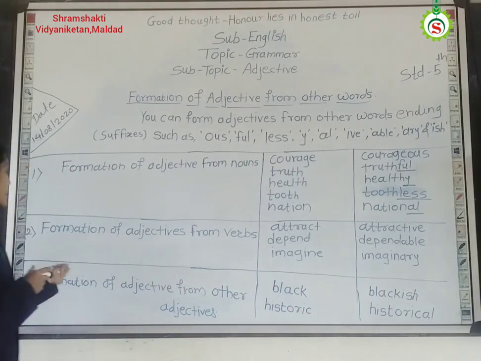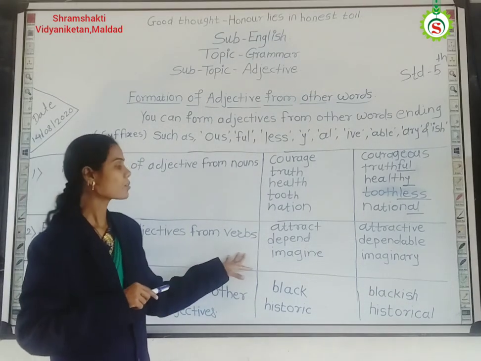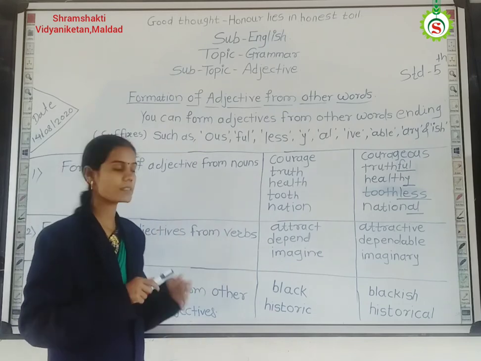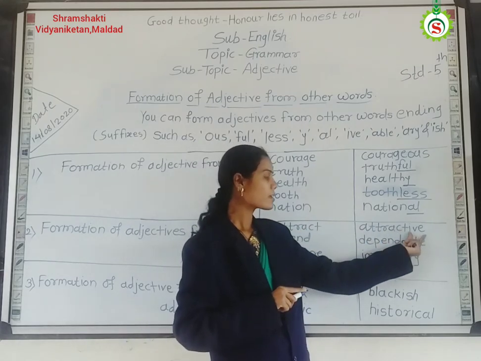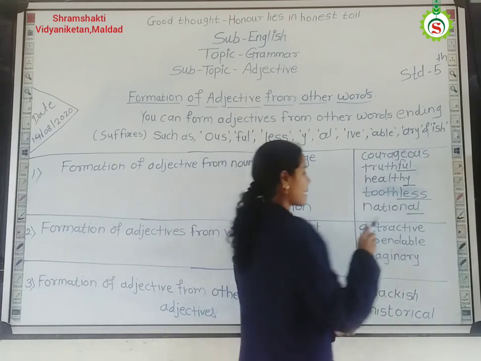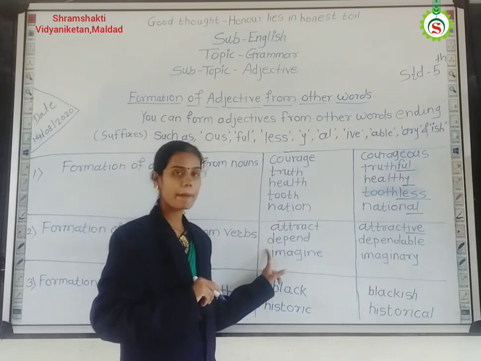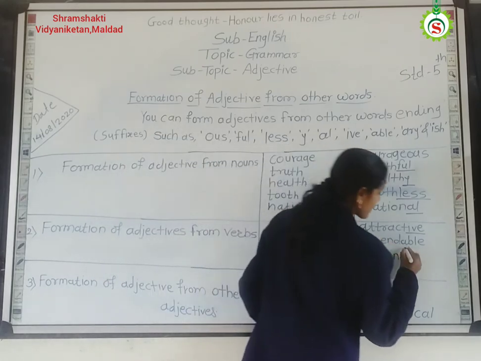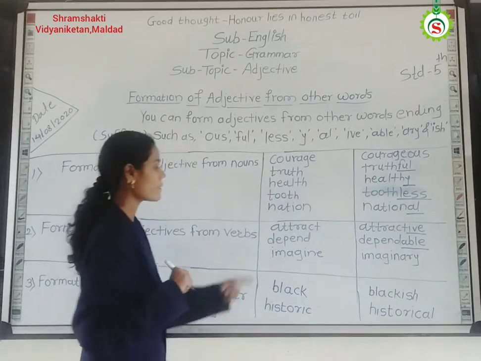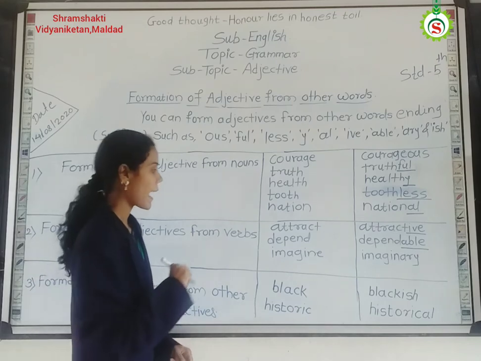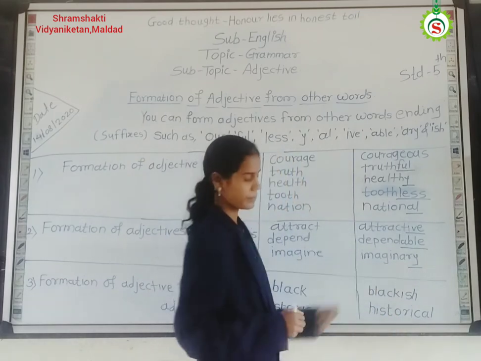Then nation, national. In this word we add suffix al. Then student, second is formation of adjectives from verbs. So how to make adjectives from verbs? See here, attract. We add suffix iv, and we make the word attractive. Then next word depend, and we add suffix able, and make the word dependable. Then third word is imagine, and we add y, and make the word imaginary.